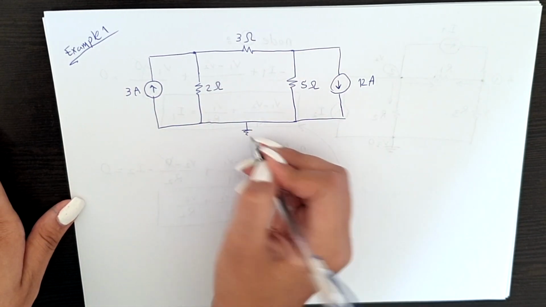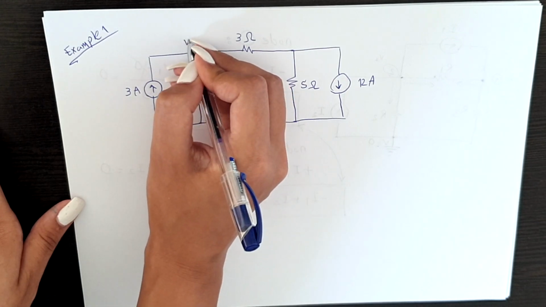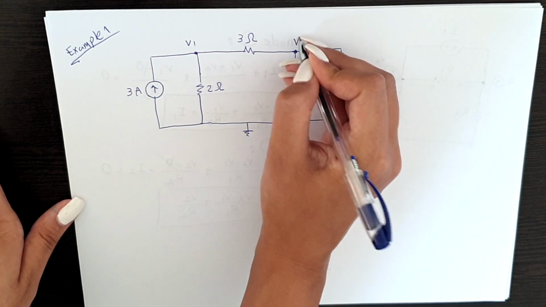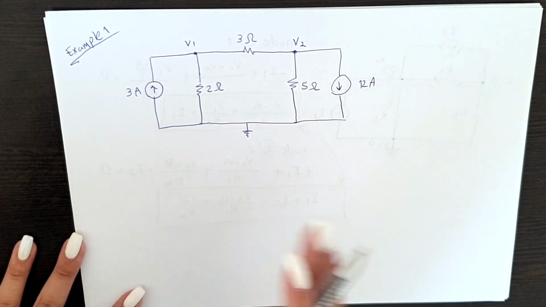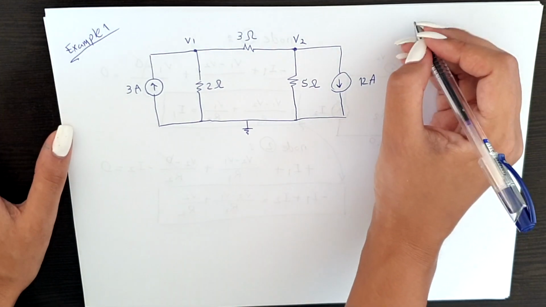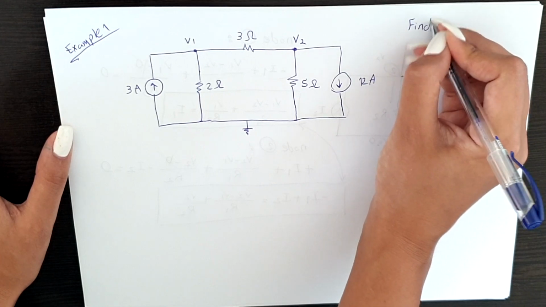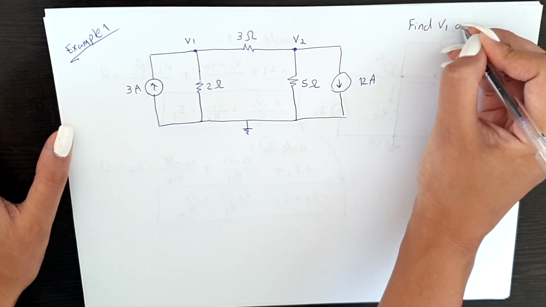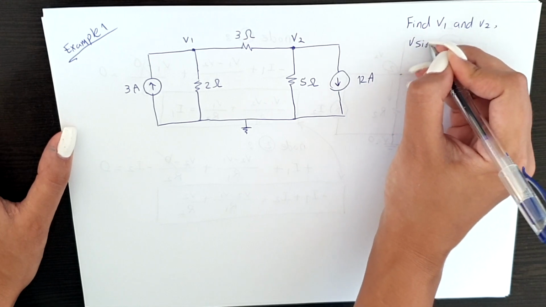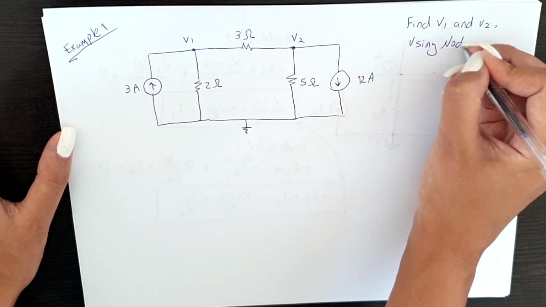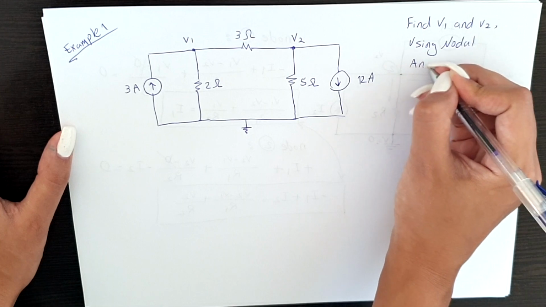Here, the nodes are already given to us. We know this is V1, this is V2, and this area is connected to Earth, so all these V's are 0. The question says find V1 and V2 using nodal analysis.